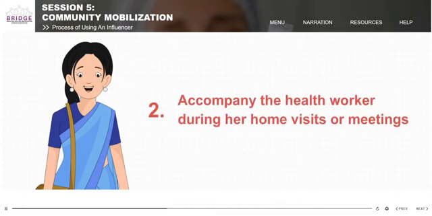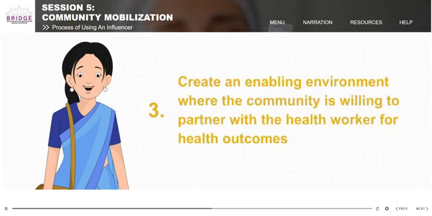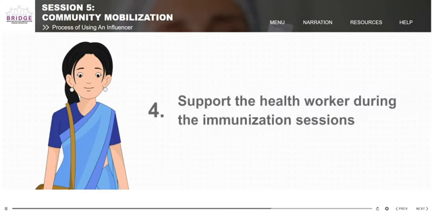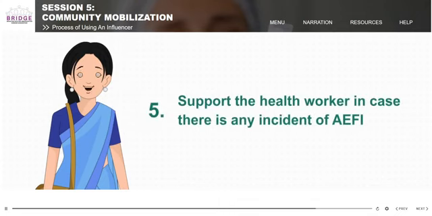2. Accompany the health worker during her home visits or meetings. 3. Create an enabling environment where the community is willing to partner with the health worker for health outcomes. 4. Support the health worker during the immunization sessions. 5. Support the health worker in case there is an incident of AEFI.